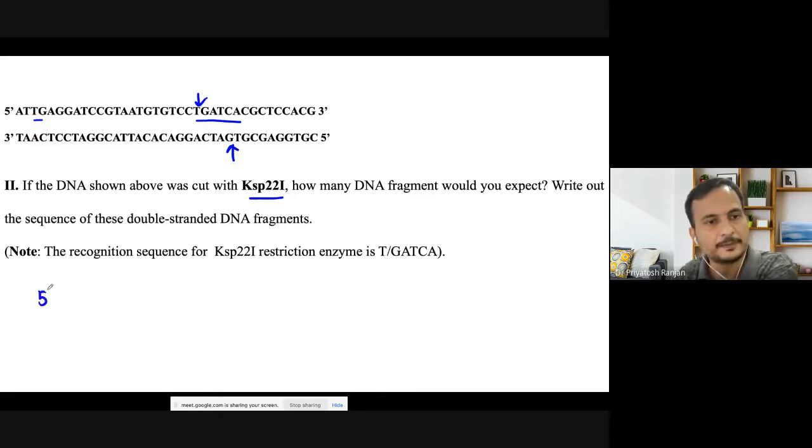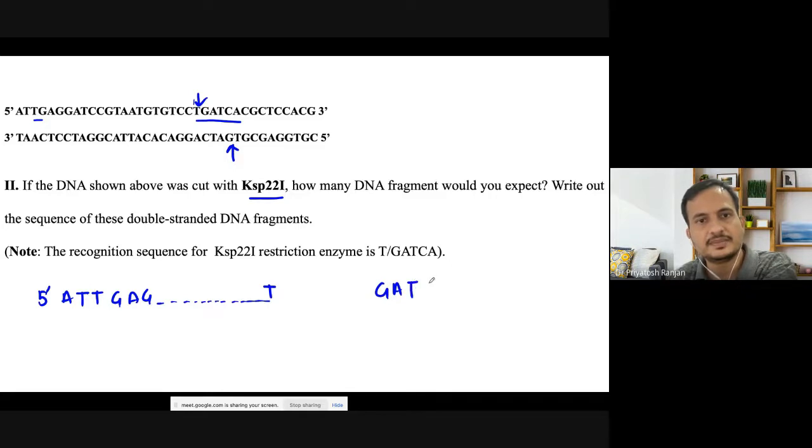So 5 prime A T T G A G, you can keep on writing till T, and then for the remaining part, what is the fragment which I'm going to get? G A T C A C G T C C A C G, 3 prime end.